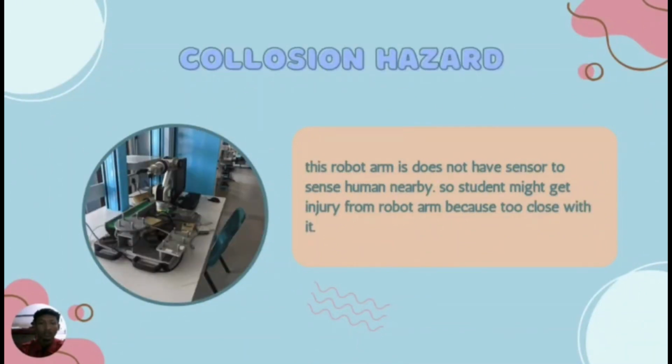The next is collision hazard. From what we can see, this robot arm does not have a sensor to sense humans nearby, so a student might get injured by the robot arm because of being too close to it. So in this case, the robot and student should have a separate working space, so that we can avoid injury from the student getting hit.